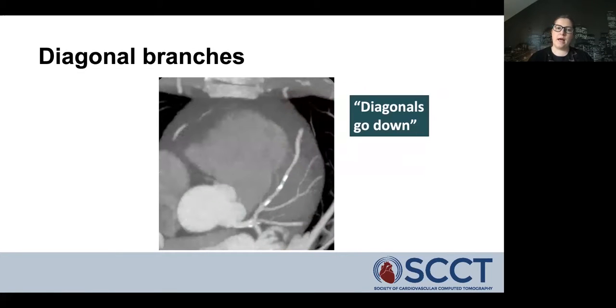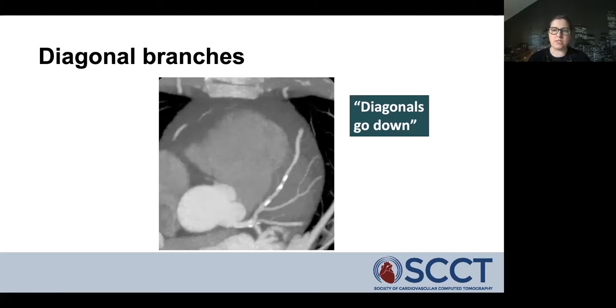So the first thing we've got of the LAD is some branches. We've got two lots of branches: diagonal branches and septal branches. The septal branches do what the name says on the tin. They feed the septum, they go into the septum. They're smaller vessels, little branches. The diagonals are often larger branches and they pass over the anterior surface of the ventricle, and together they all feed the left ventricle.